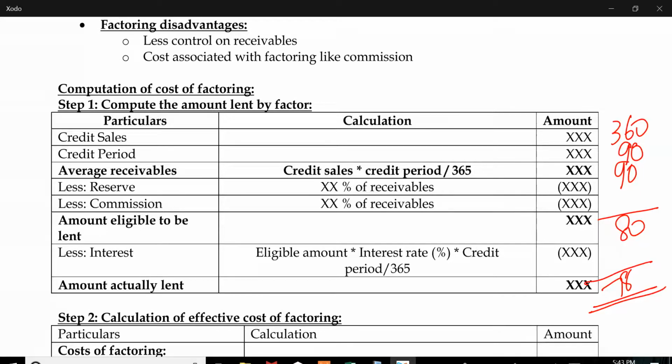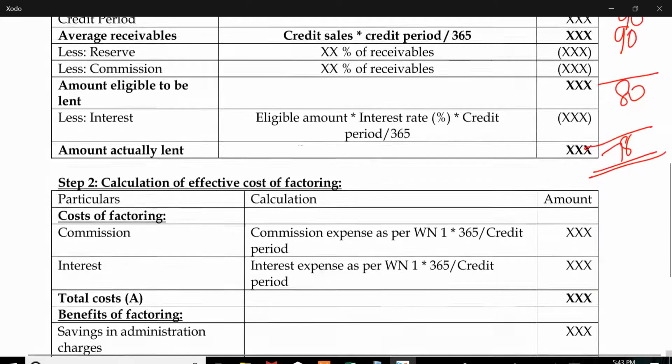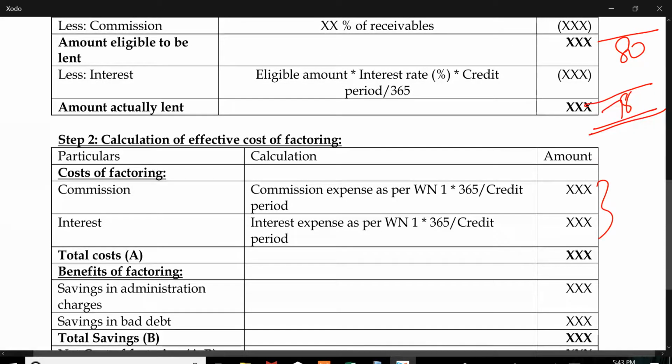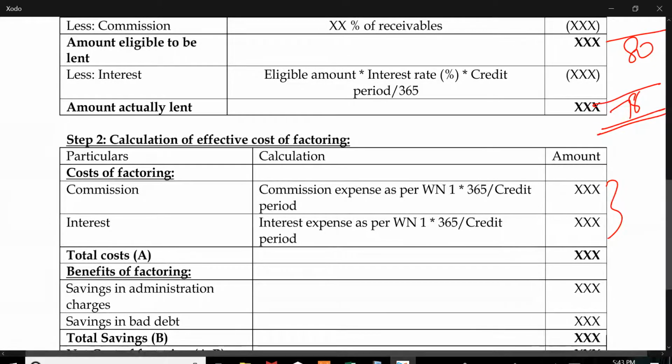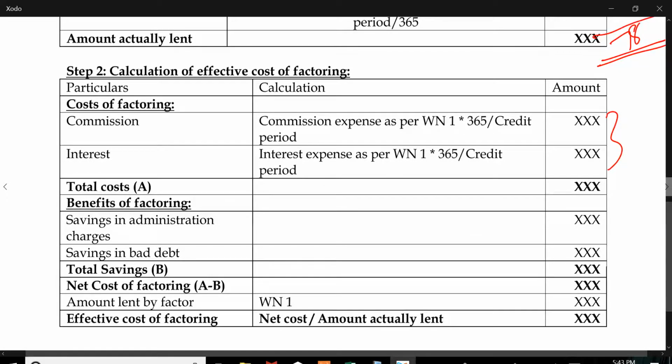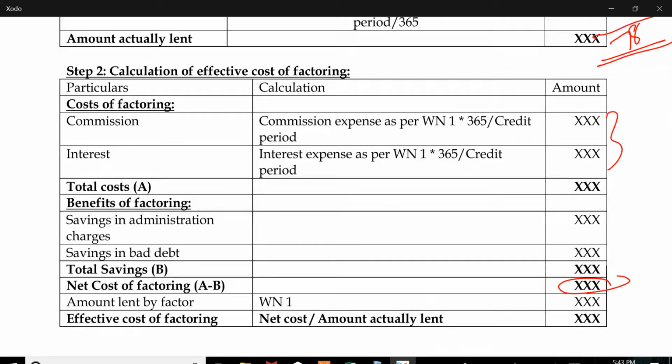So the factor will fund us some amount. For funding this amount, these are the costs the factor incurs: commission, interest. But you end up saving administration charges and bad debt. Net there is going to be a cost of factoring only. Now this net cost of factoring divided by the amount lent will give you the effective cost of factoring. If the effective cost of factoring is 12% and a bank loan is available at 13%, you go ahead with a factoring arrangement. If effective cost of factoring is 15% and bank loan is 12%, you go ahead with a bank loan. Your final comparison happens between bank loan and the effective cost of factoring.